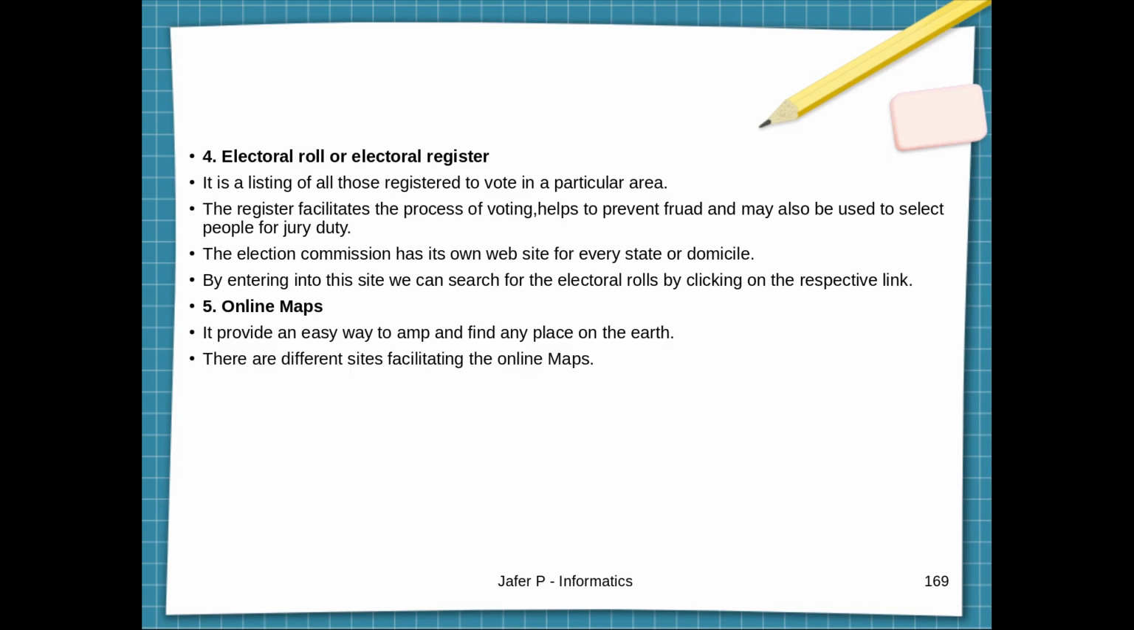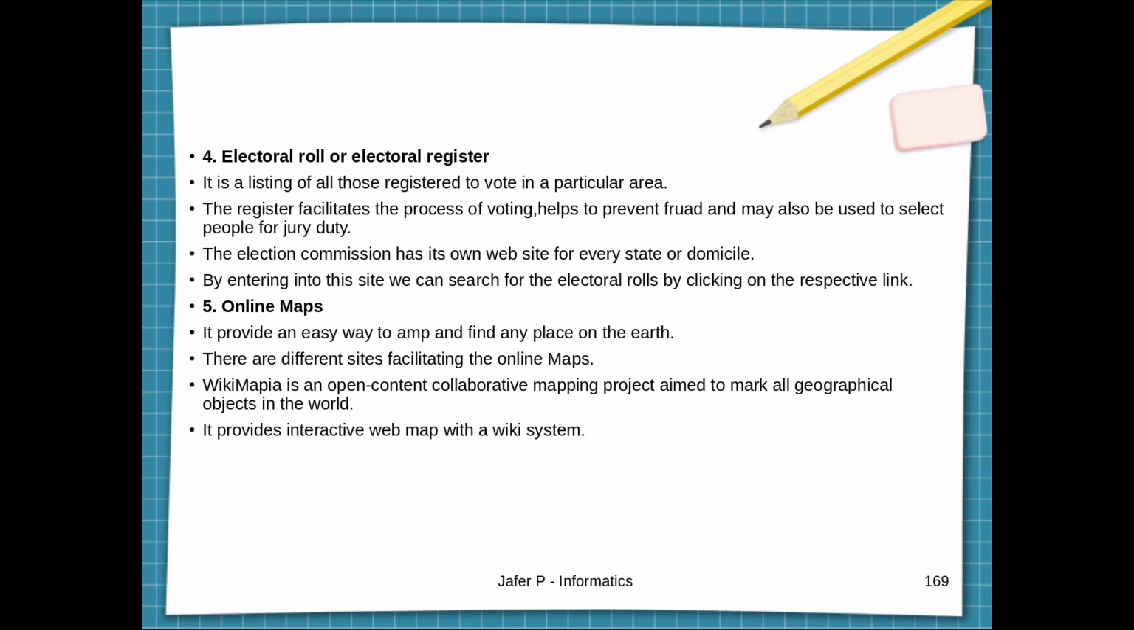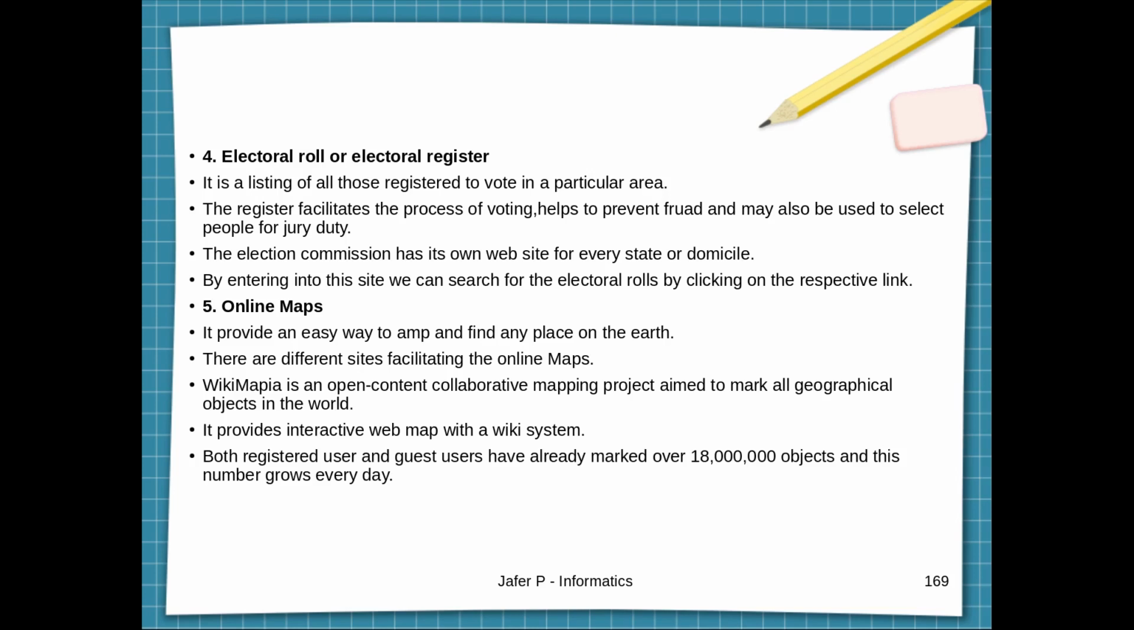There are different sites facilitating the online maps. Wikimapia is an open content collaborative mapping project aimed to map all geographical objects in the world. That is Wikimapia. It provides an interactive web map with a wiki system. Both registered users and guest users have already marked over 18 million objects, and this number grows every day. Google Maps is also a most popular kind of online maps application.